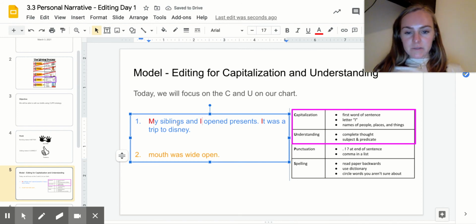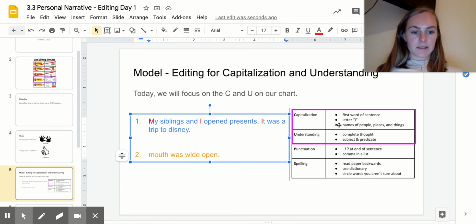And then let's see if there's any more I's. It was a trip to Disney. Okay, nope, that is good to go. Okay, and then now it's names of places, people, and things. Okay, well, let's see. My siblings and I opened presents. Okay, so I know I don't need to capitalize siblings because that's not a certain person's name. That is like if I said Austin, Ashley, Channing, then I would need to capitalize it, but I don't have their name, so it doesn't need to be capitalized.